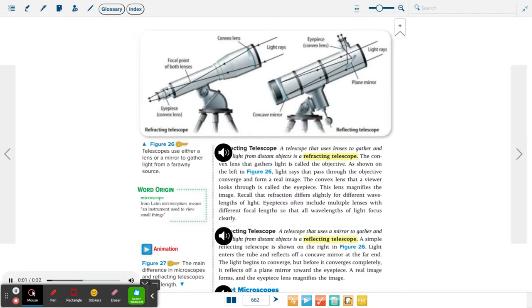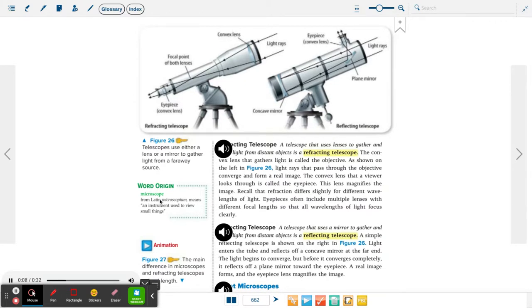Reflecting Telescope. A telescope that uses a mirror to gather and focus light from distant objects is a reflecting telescope. A simple reflecting telescope is shown on the right in Figure 26. Light enters the tube and reflects off a concave mirror at the far end. The light begins to converge, but before it converges completely, it reflects off a plane mirror toward the eyepiece. A real image forms, and the eyepiece lens magnifies the image.